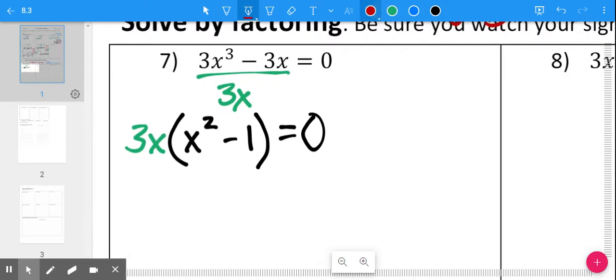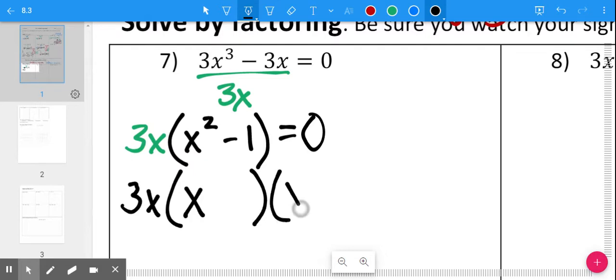So because I know that this implied 1 up front and this 1 on the end are perfect squares, and because it has a minus sign in the middle, I can factor this out. It's a perfect square binomial. So I have 3x on the outside. Square root of x squared is x. Now, to make a negative, we know we have to have a positive and a negative, and the square root of 1 is 1.